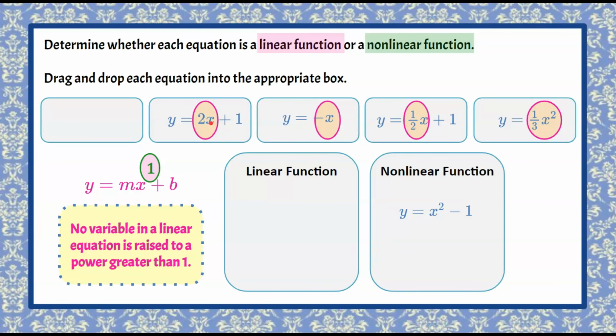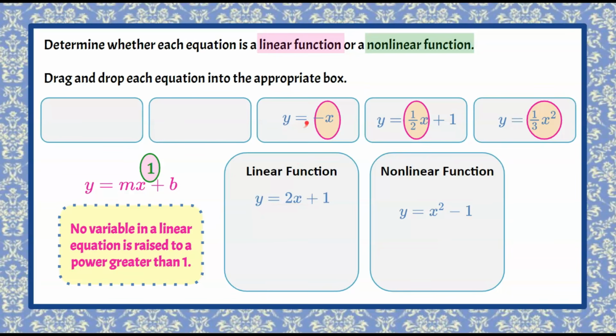Now let's look at this one. This says x, that's an invisible 1 there. So seeing as it's 1, then it's a linear function. So we're going to drag and drop y equals 2x plus 1. We can see that's written in slope-intercept form. Slope of 2, y-intercept of 1. The graph of this equation will be a line.